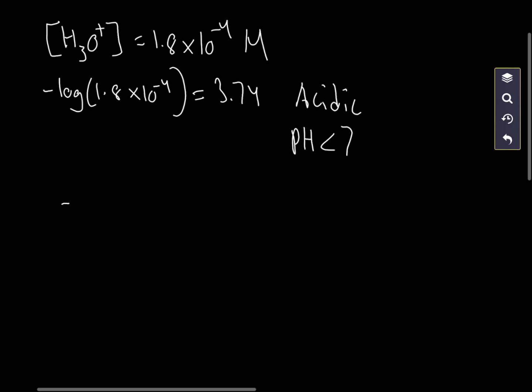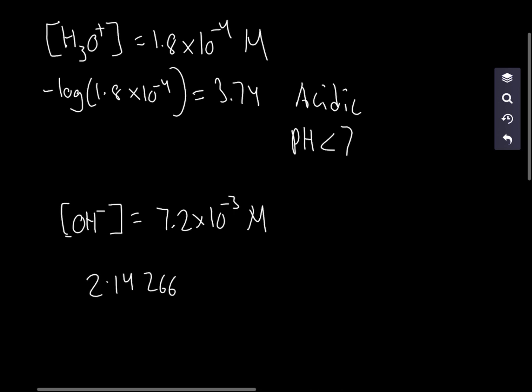Next, let's say the concentration of hydroxide is 7.2 times 10 to the negative 3 molar. So when you put this into your calculator, you're going to get negative log of 7.2 times 10 to the negative 3rd power. And it should spit back 2.1426 and so on. Remember, we started out with 2 sig digs, and we go 2 sig digs after the decimal. So your answer would be 2.14.